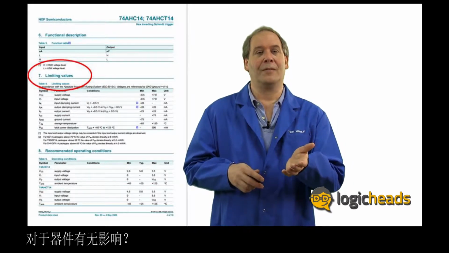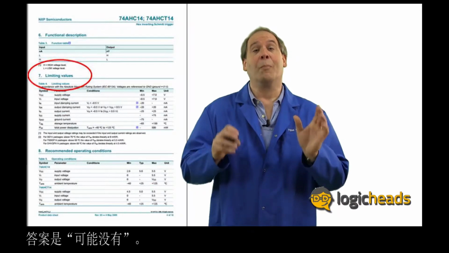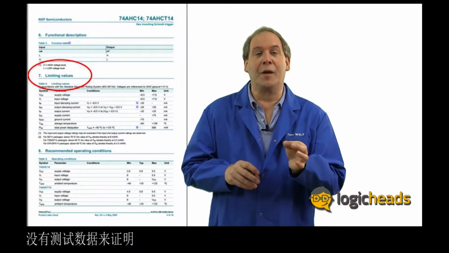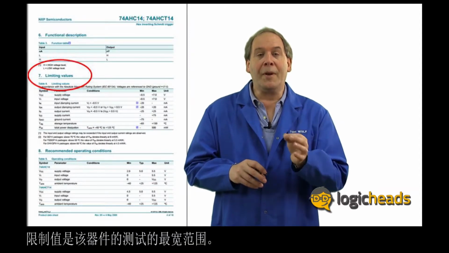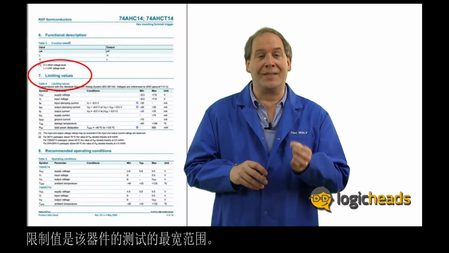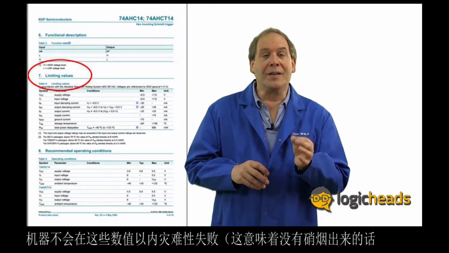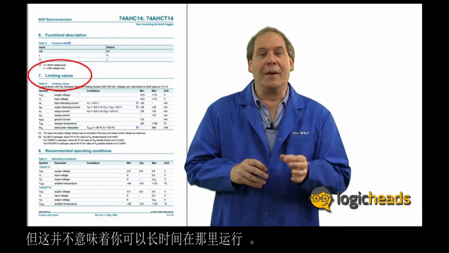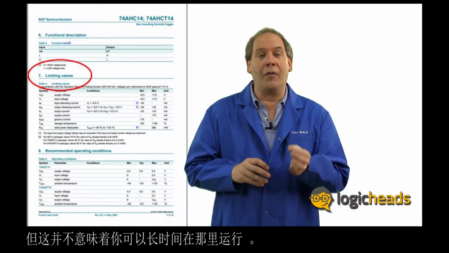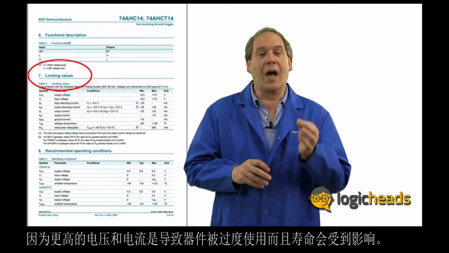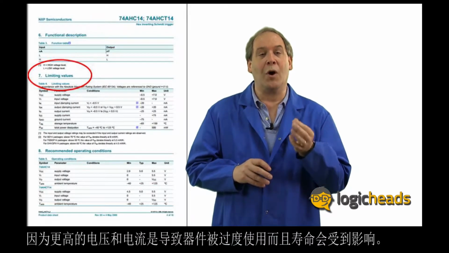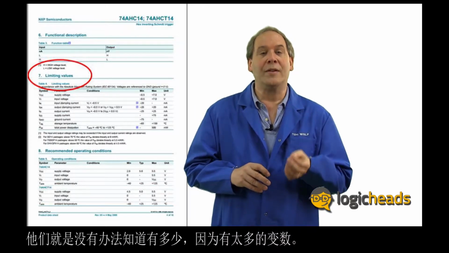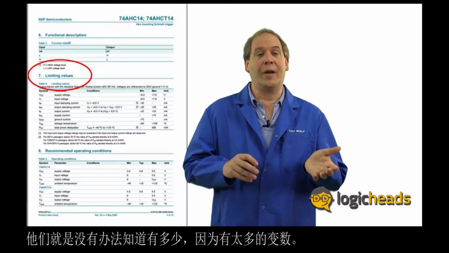So what's the impact on the device? The answer is probably none. But the fact of the matter is that there is no test data to prove that one way or the other. The limiting values are the widest extents of the testing for this device. The part doesn't catastrophically fail at these values, which means the magic smoke doesn't come out of it. But it doesn't mean that you can run the part all the time at this level, because with the higher voltages and currents, the device will be overstressed and its lifetime will be impacted. However, there is just no way to know exactly how much because there are too many parameters.